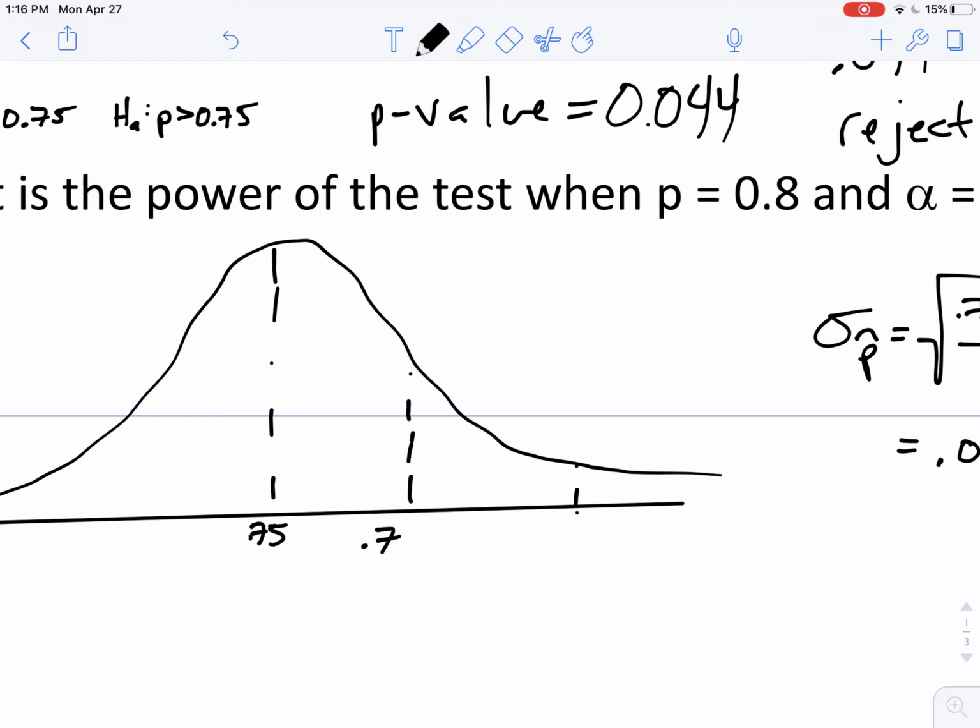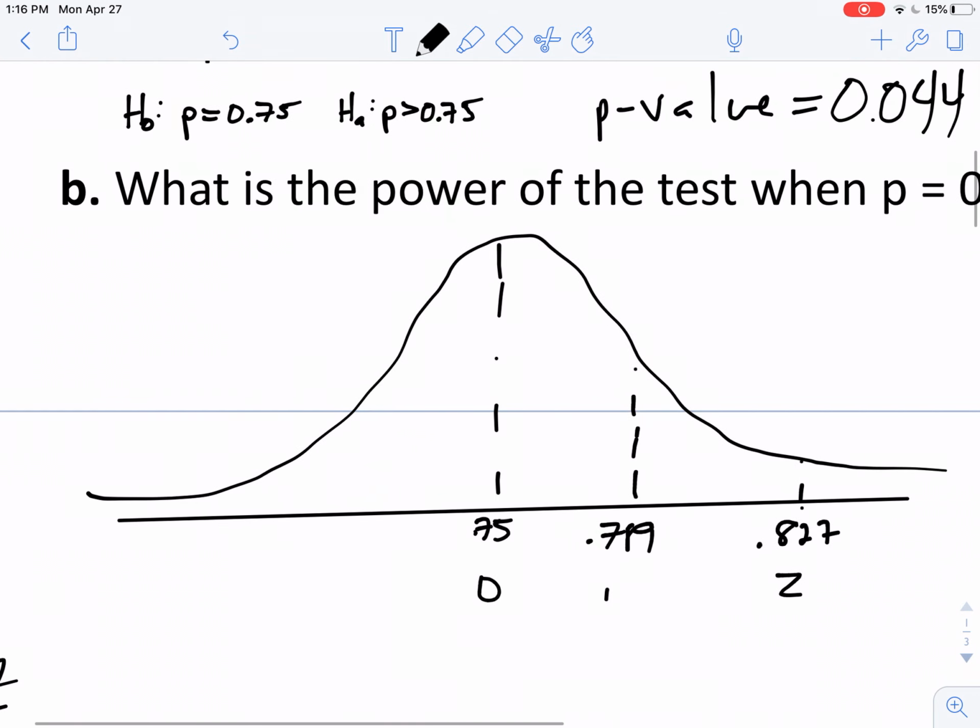So 0.789, 0.827 going to the left. And to the right, to the left, it's going to look like this, -2, -1.